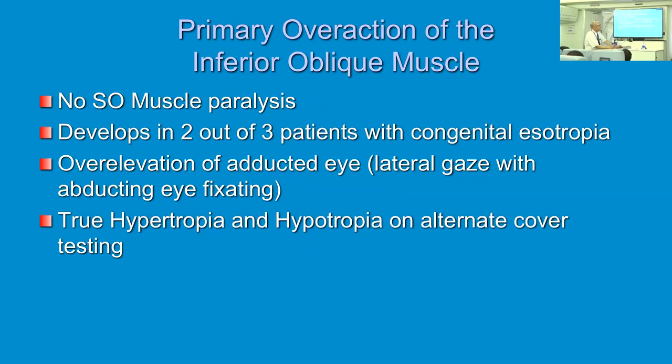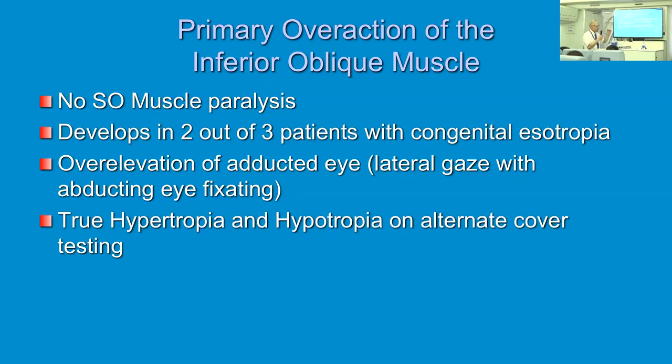So a primary overaction of the inferior oblique muscle would be in the category of a true hypertropia, meaning that if you do an alternate cover test, you'll have a hypertropia in one eye and then a hypotropia in the other eye.